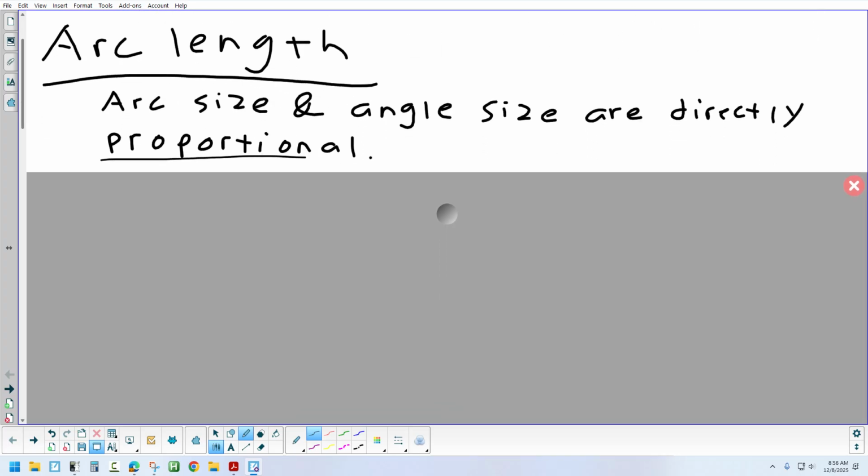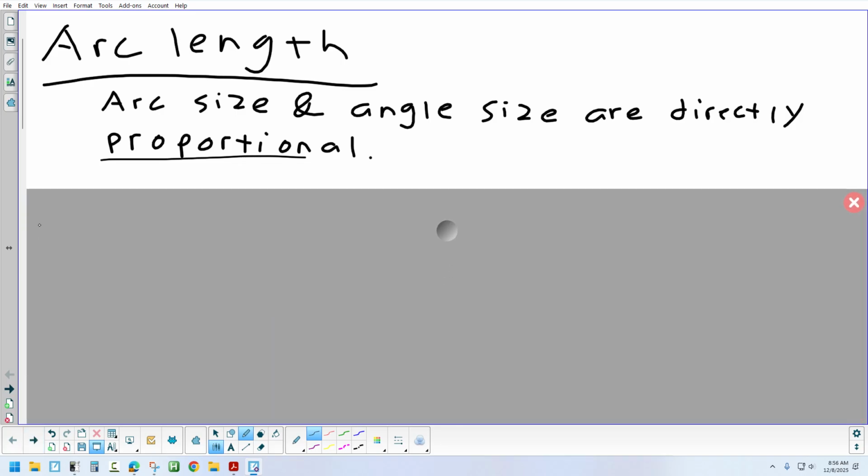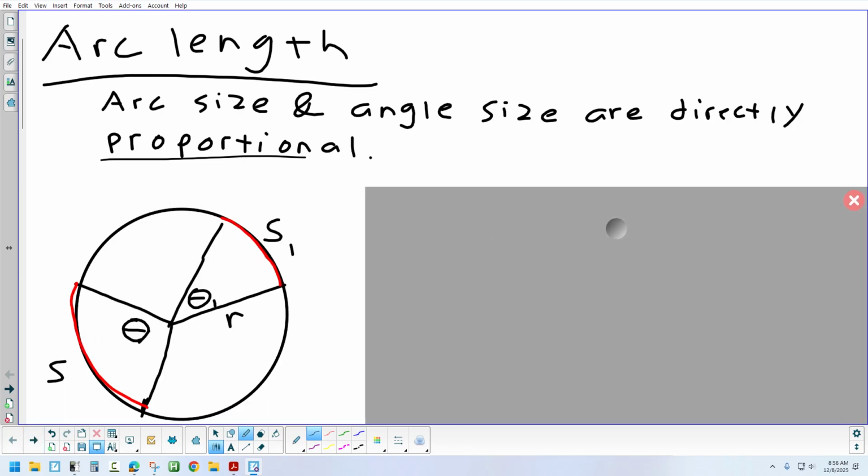Okay, so I'm going to draw another diagram. And this time I've drawn two angles in the circle. I don't know the measure of either angle. It's not like it's a 90 or a 180. It's just an angle. I've called the angles theta, but I can't use the same name twice because they could be different angles. So we can call it theta and theta 1. S is the arc that's connected with theta, and S1 is the arc connected with theta 1. So two different angles, two different arcs. R is the radius in that circle.